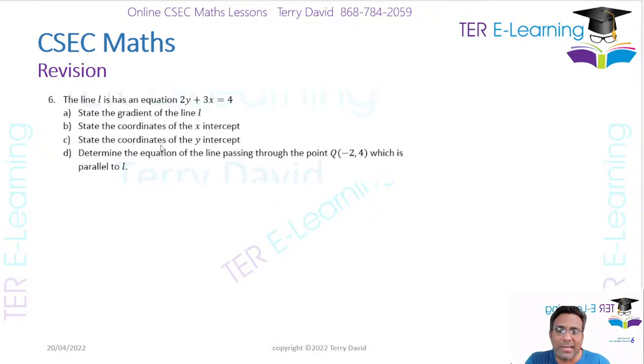question 6. I have a line. It has an equation, so this part A here. The equation of the line is 2y + 3x = 4, right? The first part of the question says state the gradient of L. Can you all tell me what the gradient of that line is? Because that's a common problem that students have. What is the gradient of that line?